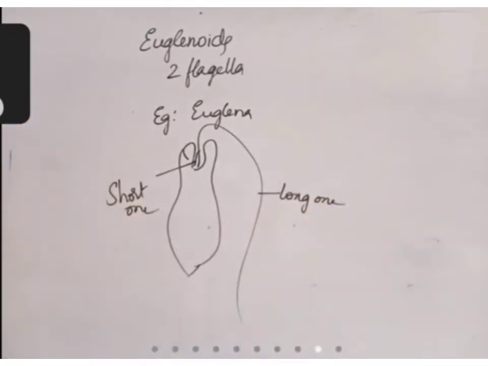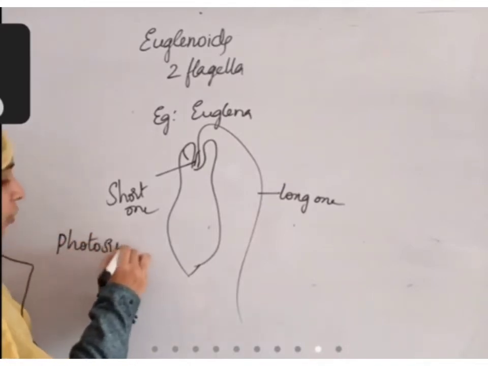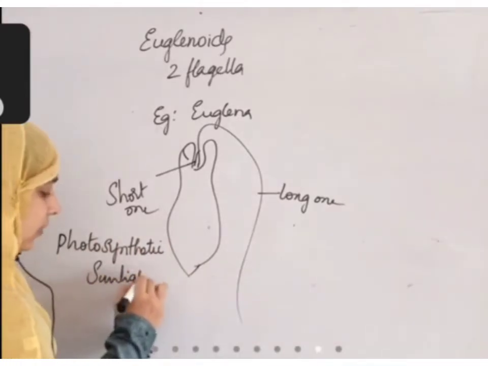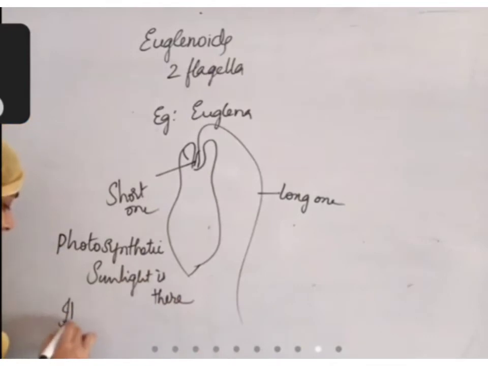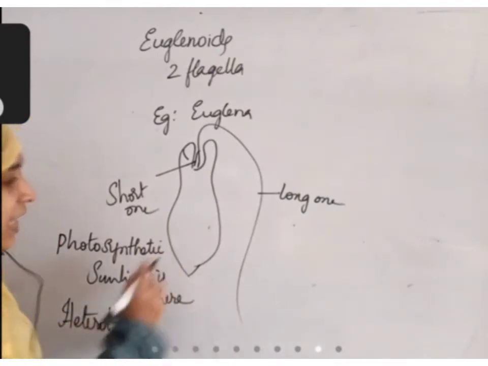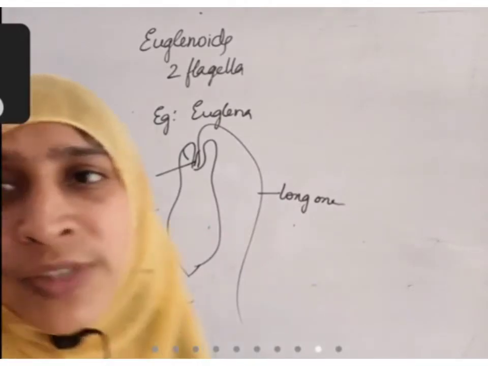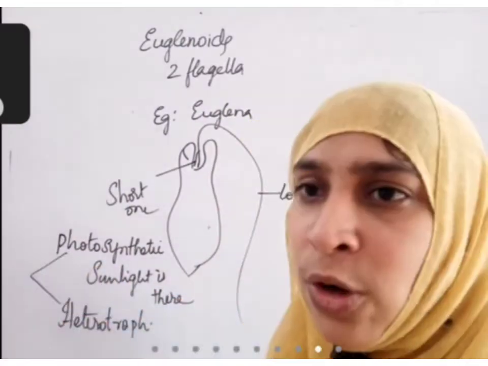And these euglenoids, normally they are photosynthetic if sunlight is available. What happens if sunlight is not there? It acts as a heterotrophic organism. So that is why it is considered as a connecting link between autotrophs and heterotrophs.